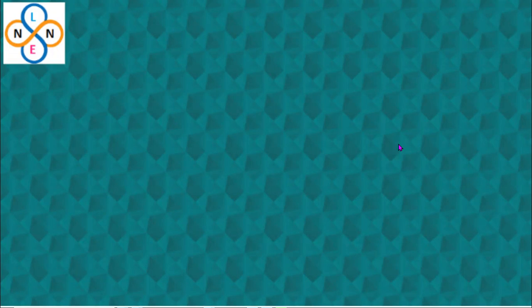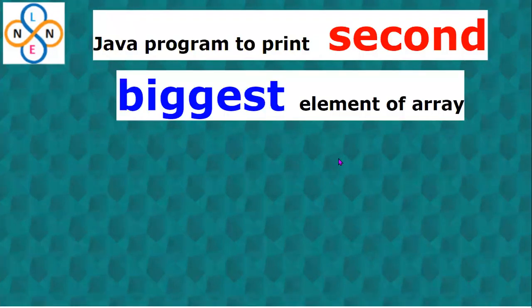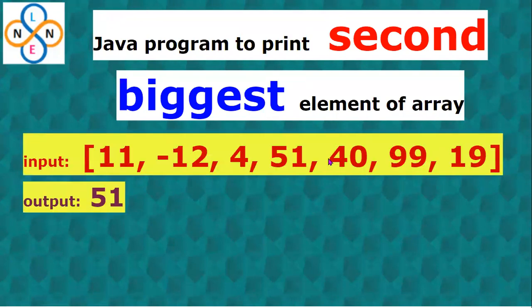In this video, we are going to discuss a Java program to print the second biggest element of an array. For example, if the input is 11, -12, 4, 51, 40, 99, 19, meaning some negative and some positive elements, what is the second biggest? 99 is the first biggest, or the highest element. Then 51 is the second biggest. Therefore, our output should be 51 for this input array.